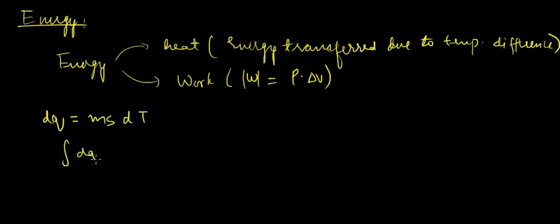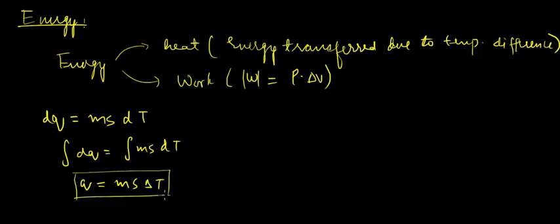So integration of dq would give us the integral of ms dt, so this implies q would be ms delta t. Okay, m is obviously the mass and delta t is t final minus t initial.